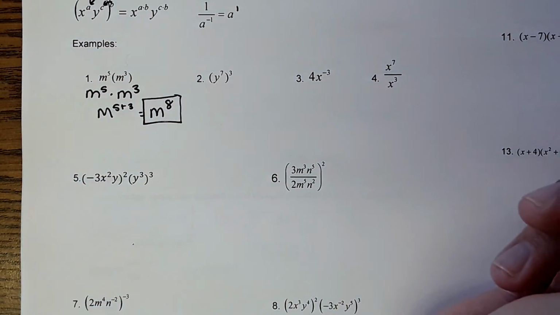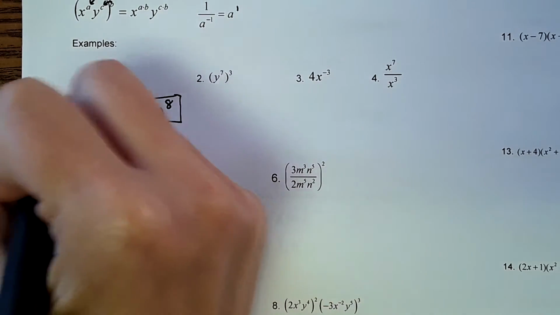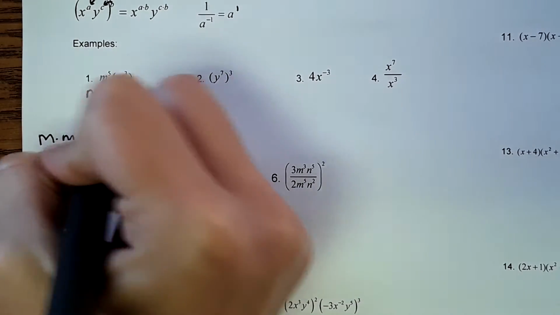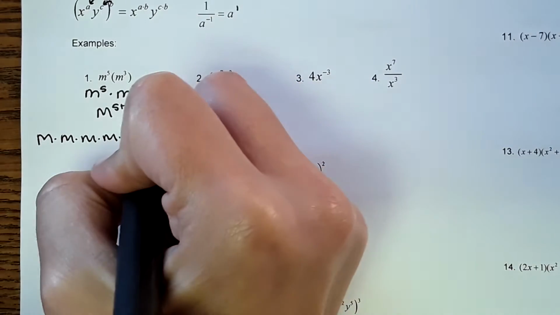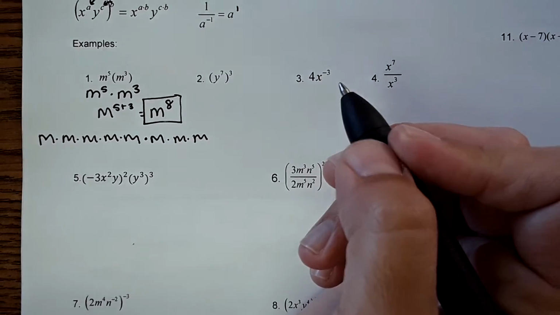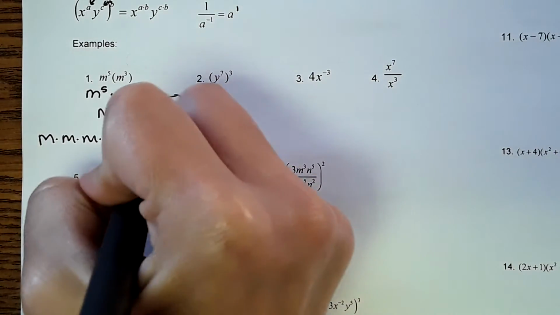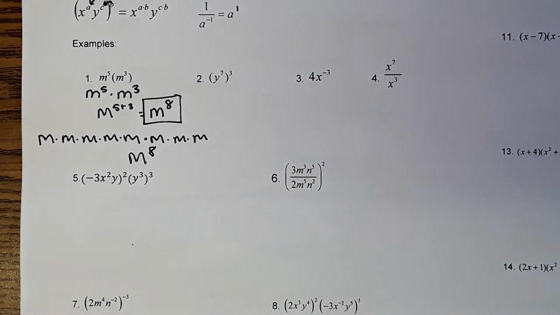But why does that rule work? Well, if you were to write this whole thing out, m to the 5th power would be m times m times m times m times m, 5 m's, right? And then times m to the 3rd power would be times another 3 m's. So then we have a total of 1, 2, 3, 4, 5, 6, 7, 8 m's, so that would be m to the 8th power. And instead of writing it all out and figuring it out that way, we can just add those exponents. That's why it works.